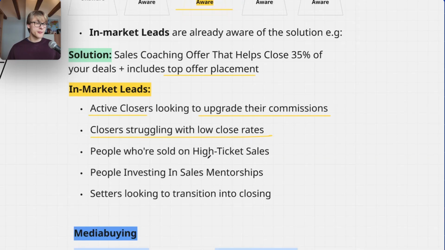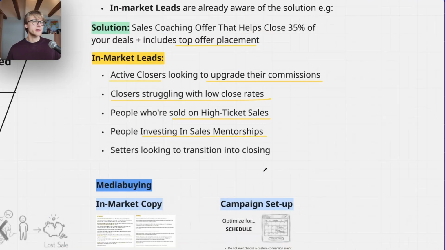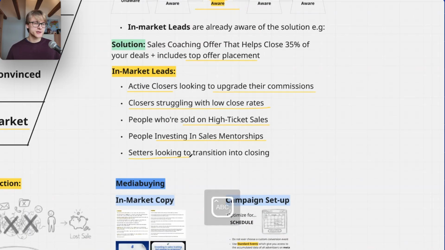We're targeting people who are already sold on high ticket sales. They're seeing all these people online making money with high ticket sales. They want to get started too. Okay. And we're targeting people who are already actively investing in sales mentorships. Maybe they got burned. And we're targeting mainly setters who are looking to transition into closing.